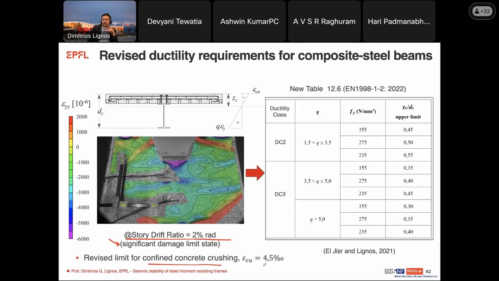And with that, we were able to, in fact, propose a new table with more relaxed limits for ductility requirements for composite steel beams, where we take into account the variation of the strength reduction factor, but also the variation of strength. And these would lead you to designs where you can use a lot of the hot rolled sections that before were not possible to use.